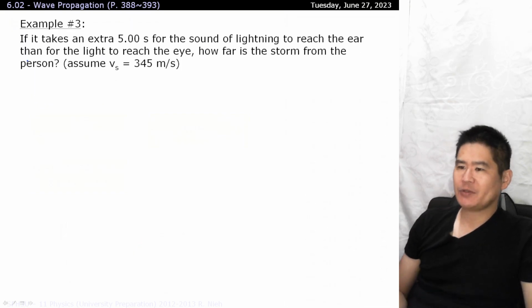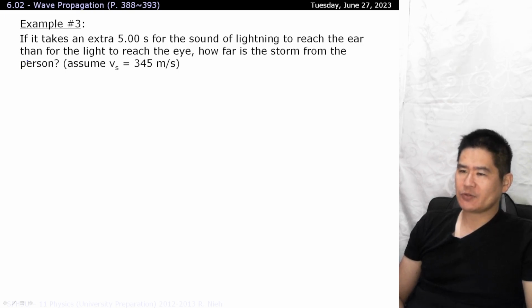Okay, one last example here. If it takes an extra 5 seconds for the sound of lightning to reach the ear, after the light reaches the eye, how far is the storm from the person? You may have heard the story about counting in steamboats, where every steamboat is about a quarter of a mile. All right, so it takes 4 steamboats for the lightning to be a mile away, for example.